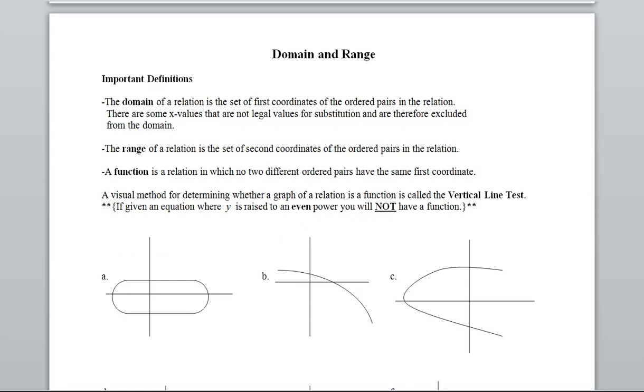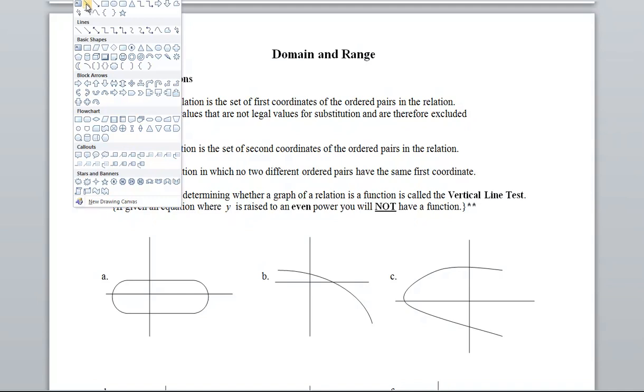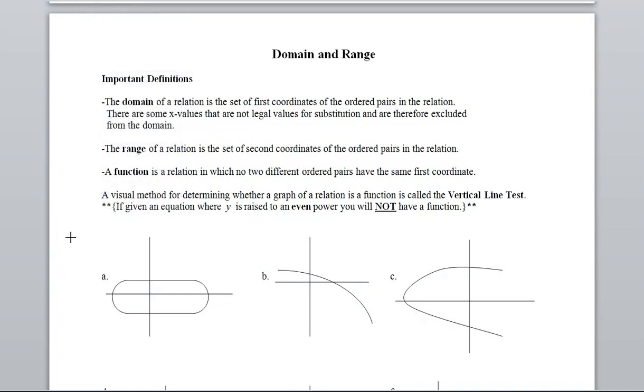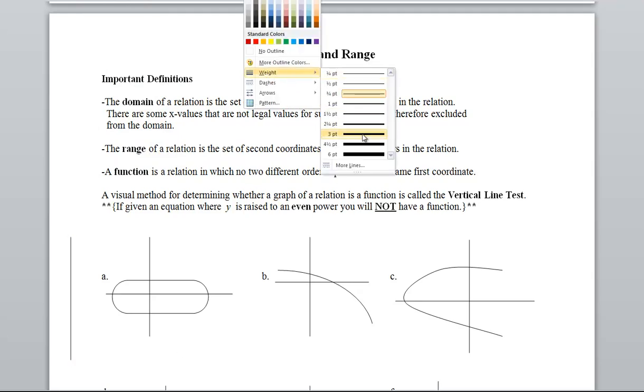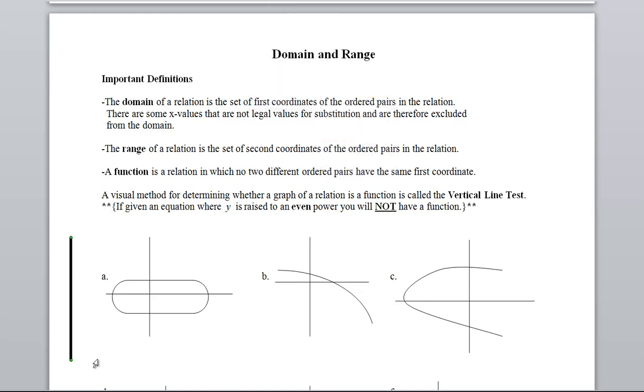So let's look at these problems. I am going to get me a vertical line. And I'm going to make it a little bit bigger. That's a good vertical line. So I'm going to move my vertical line and see if I can hit this picture in more than one place. So I'm going to shift it over, and if you'll notice, I can.